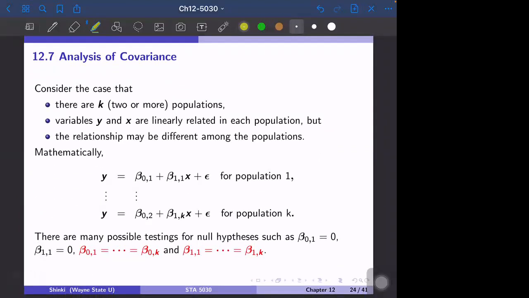So the setting is here. There are k, two or more, populations. For example, one control group, one group for treatment 1, and another group for treatment 2. And the variables y and x are linearly related for each population, but the relationship may be different among populations. So that means y is equal to beta_01 plus beta_11 x plus epsilon for population 1, but for a different population, we have different parameters. Maybe this is k.